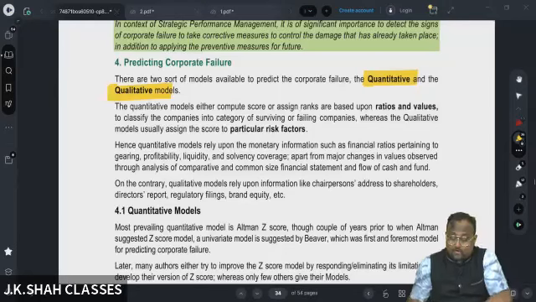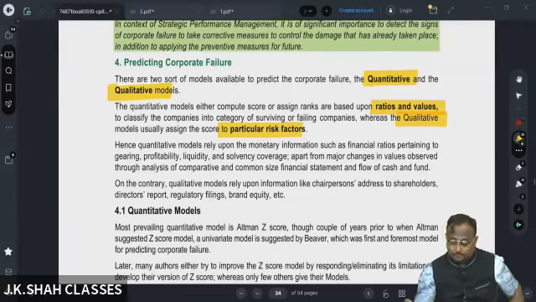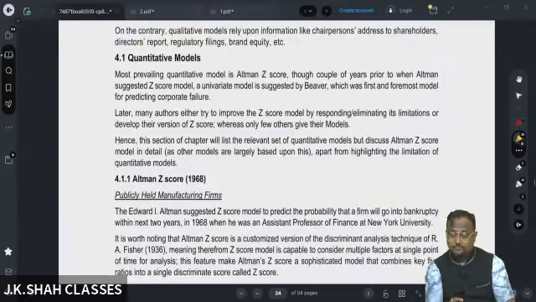Qualitative failure, quantitative failure. Quantitative is when you talk about ratios and values and amounts and all that, financial terms. That is quantitative. And qualitative is when you talk about risk factors. I'll explain both. First, we'll go for quantitative.